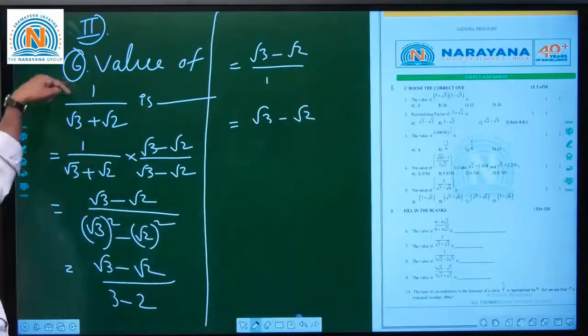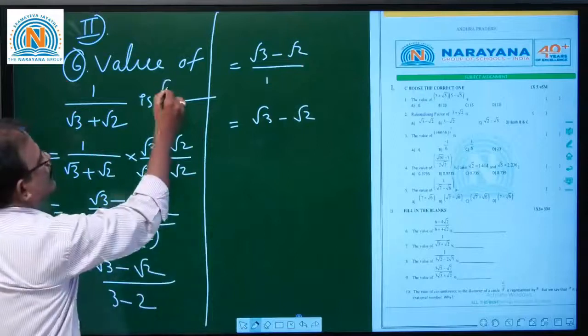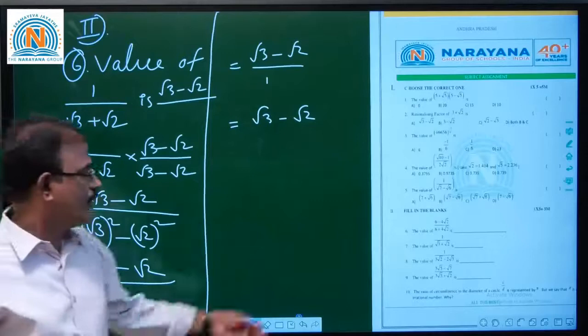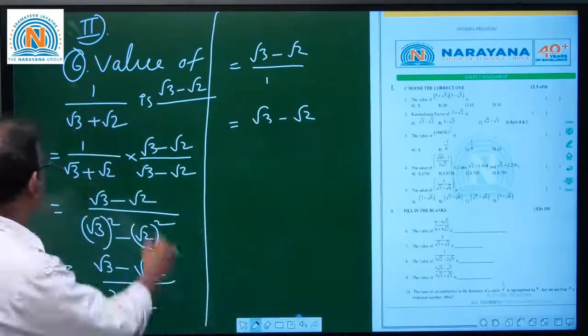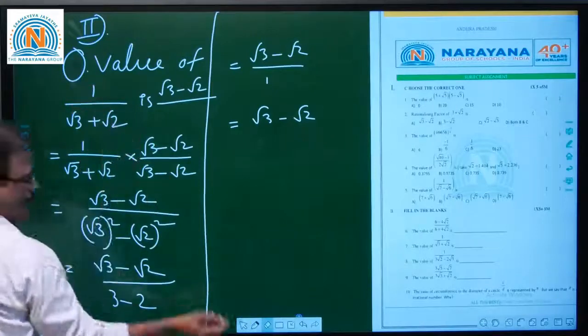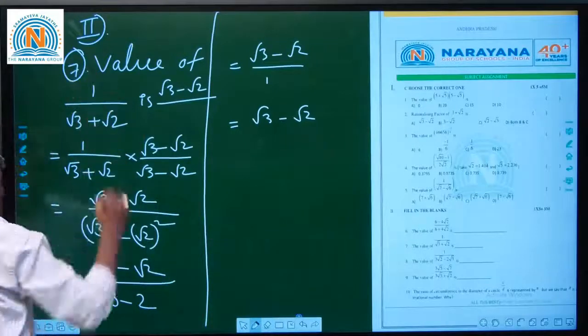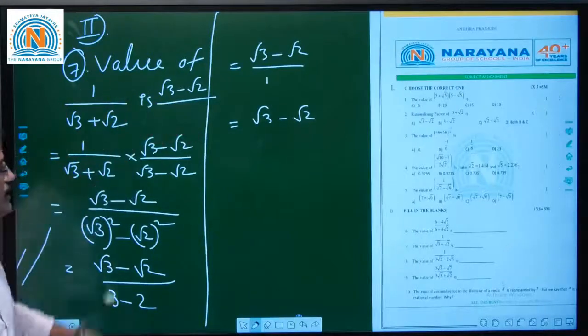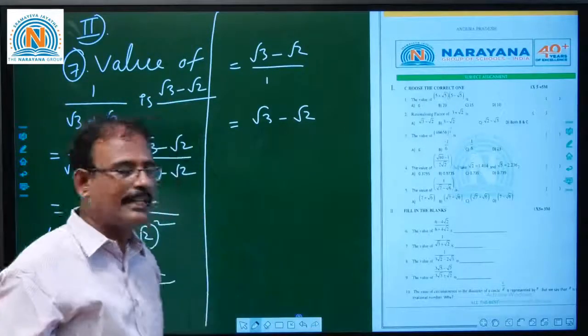So what is the value of 1 by (root 3 plus root 2), children? Root 3 minus root 2. This is question number 7, children. And come back to question number 8.